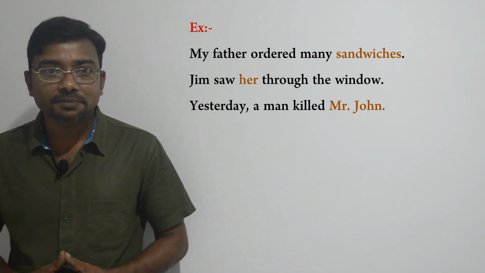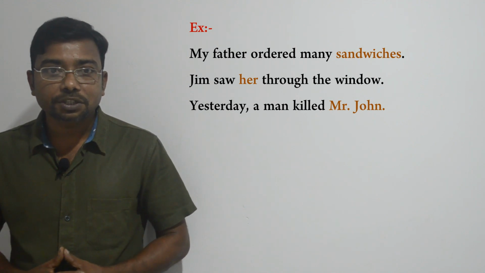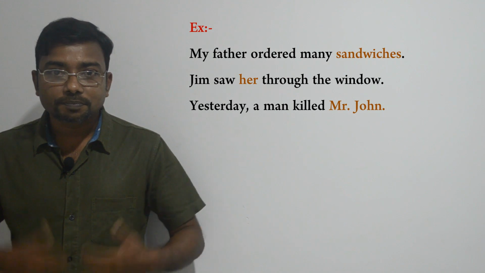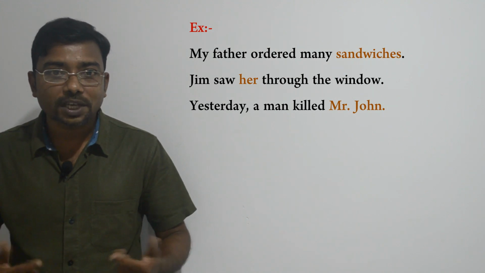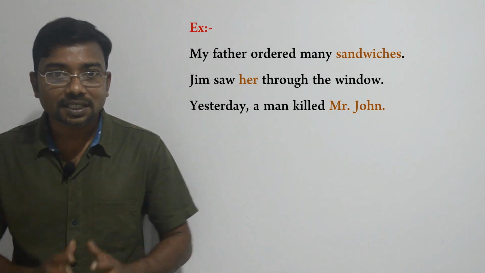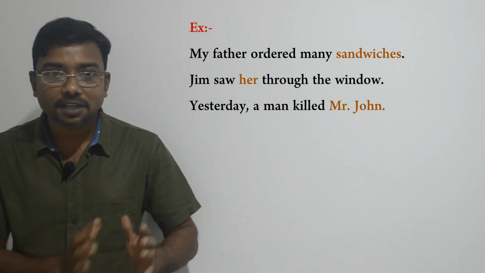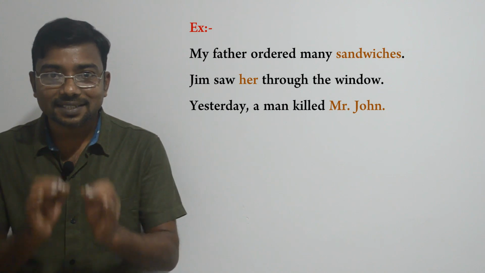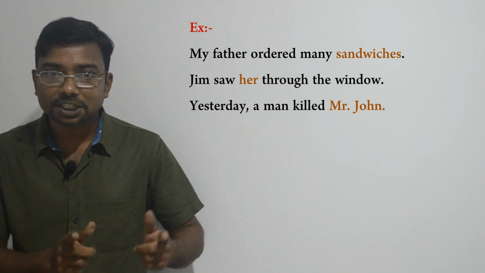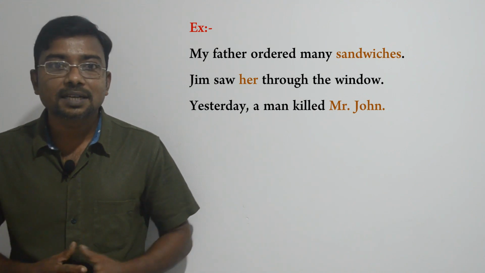Go through the second one. Jim saw her through the window. Jim is the subject. Saw is the verb. So, to identify the object, we can ask a question. Whom did Jim see? Her. Here, her is the object because it is directly affected by the verb saw. It acts as a pronoun. Here, through the window is the prepositional phrase. I have already mentioned prepositional phrases in my earlier lessons.